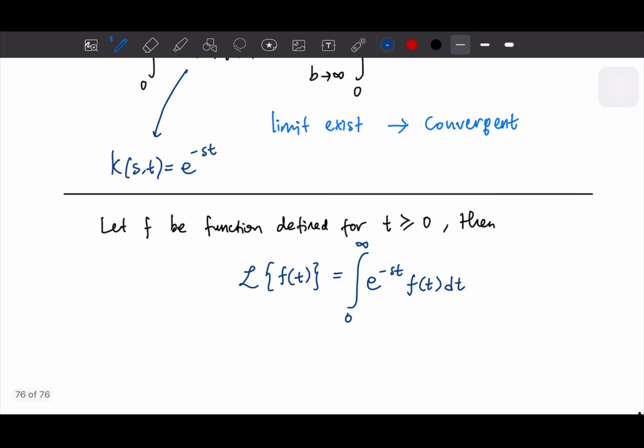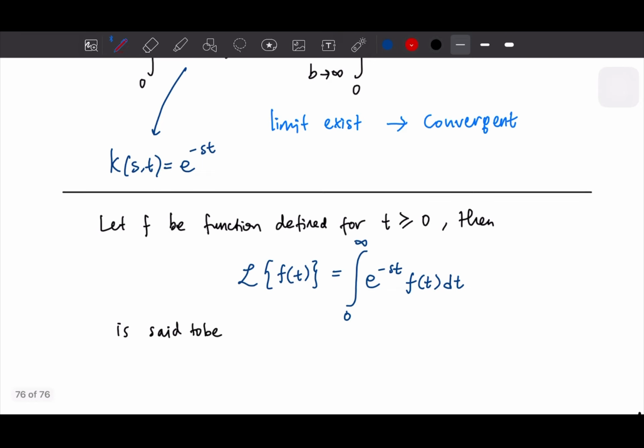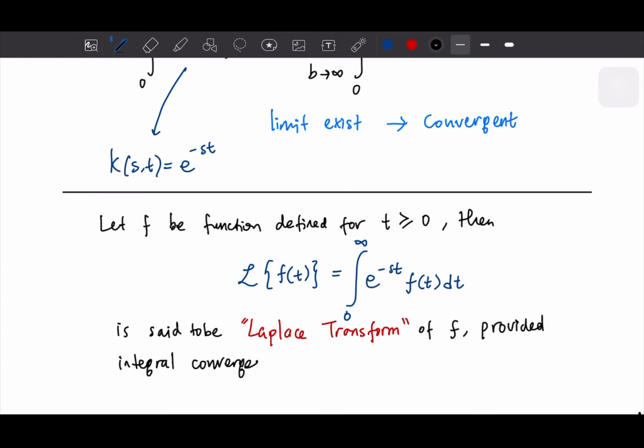Okay, so this is said to be the Laplace transform of f, provided the integral converges, which means the limit as b goes to infinity exists.